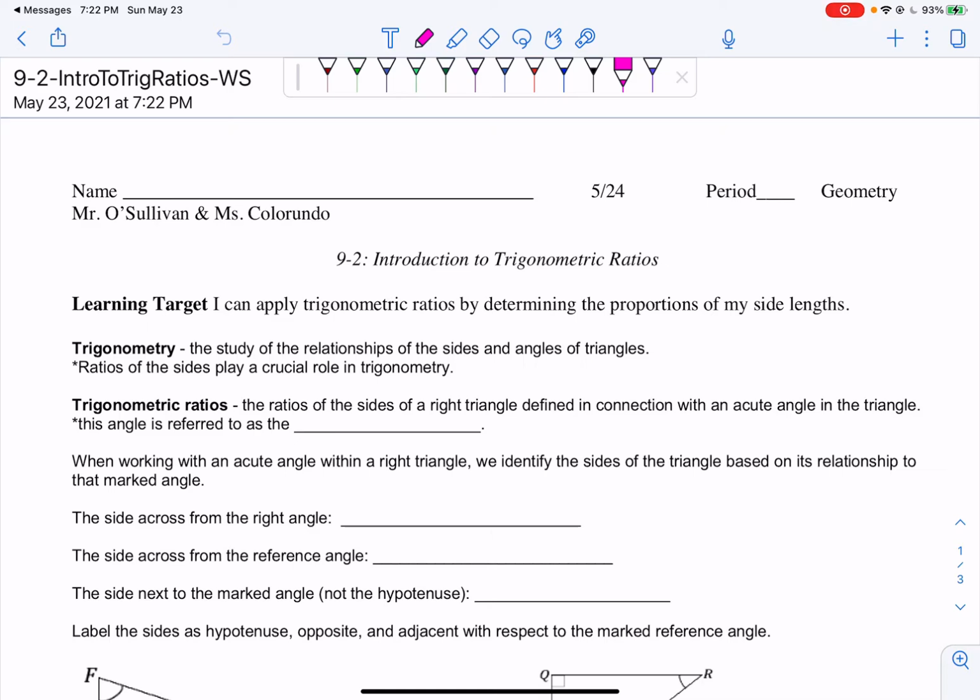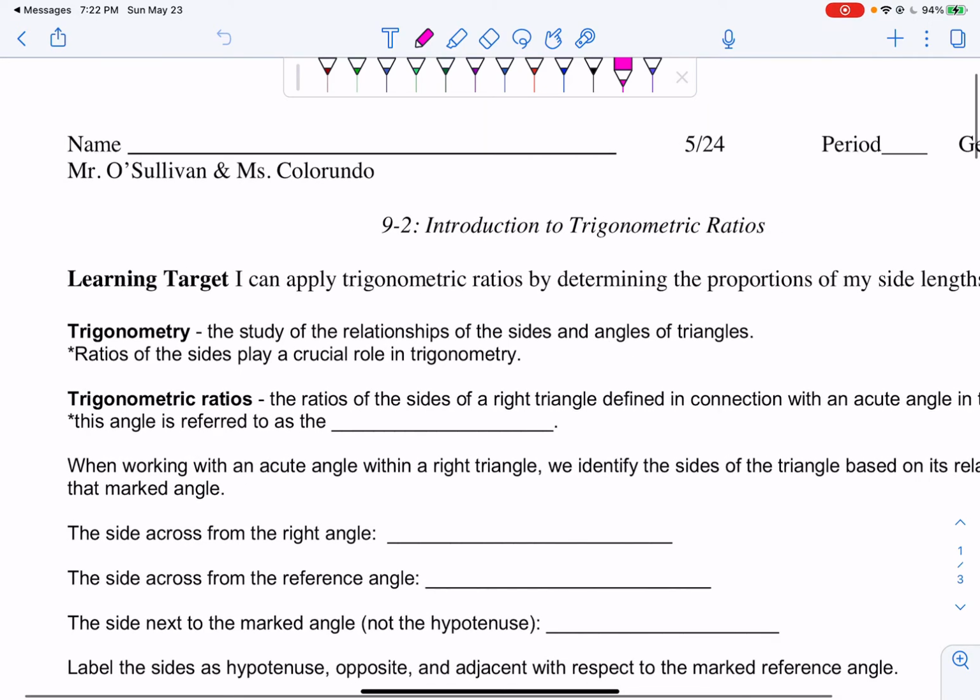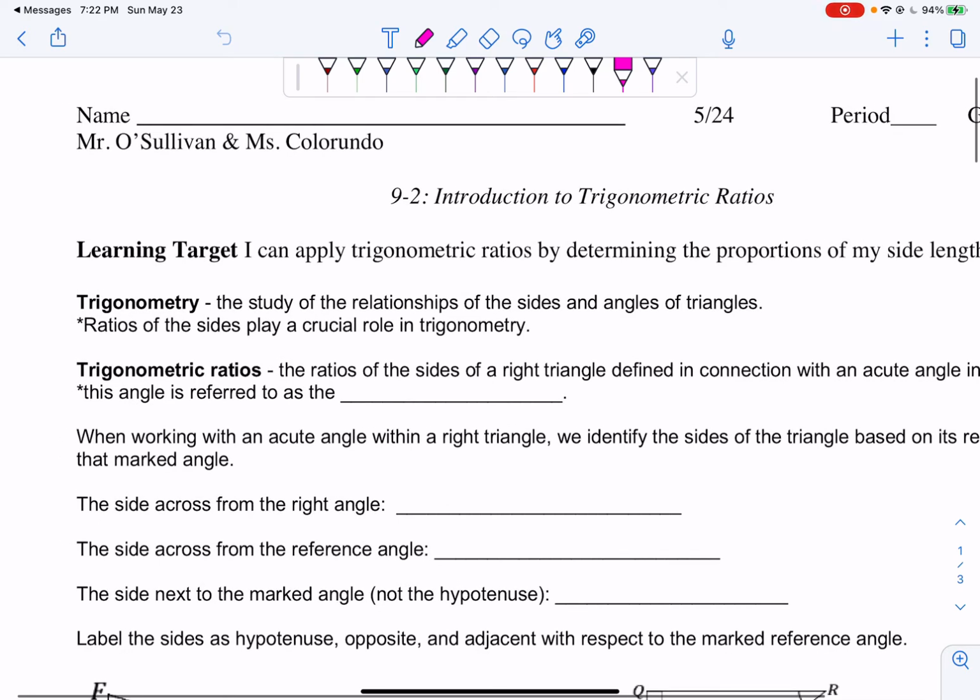Okay, so what we're going to be doing today is learning the basics of trig, which is SOHCAHTOA. You might have heard that from students in the halls, I'm not sure. Trigonometry is the study of relationships of the sides and angles of triangles. The ratios of these sides play a crucial role in trigonometry.